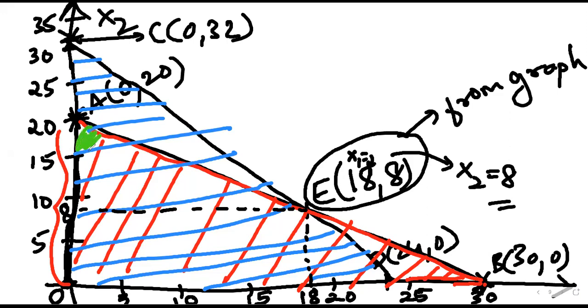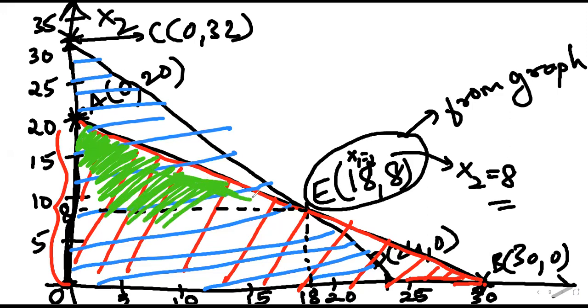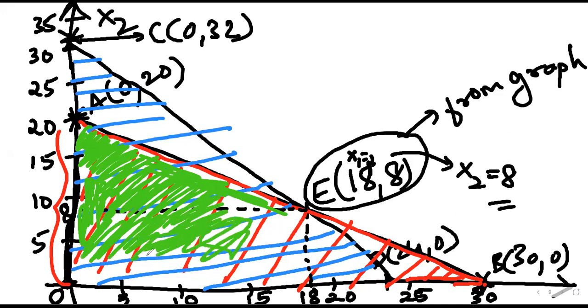If we solve both the equations, 2x1 plus 3x2 is equal to 60 and 4x1 plus 3x2 is equal to 96, then we get the same values, 18 and 8. Yes, it can be solved like that, by the elimination method. You can do it, but for the examination purpose, graphical representation is required. They have asked us to solve it graphically.